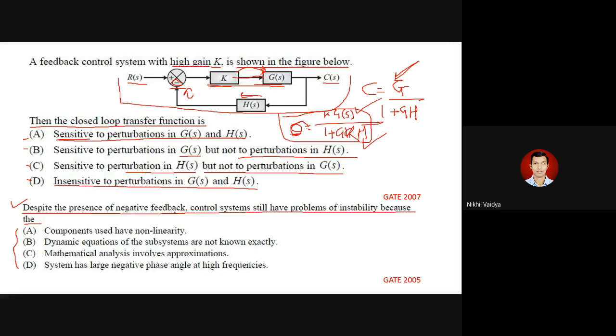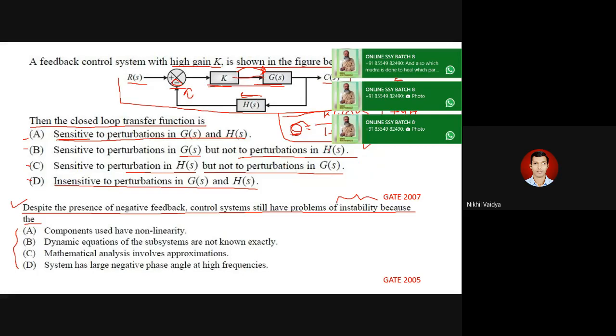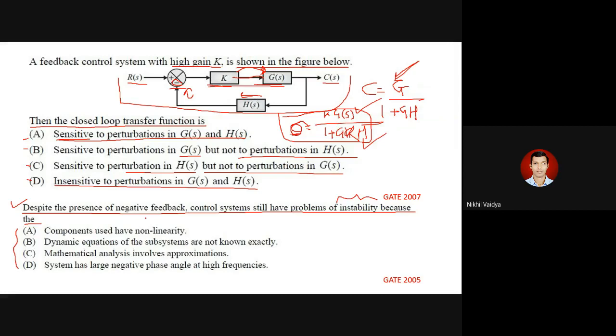Despite the presence of negative feedback, so it is a closed loop system because feedback is present, control systems still have problems of instability. So when a control system has problems of instability, that is what we have to check here. These are the options: components used have non-linearity, dynamic equations of the subsystems are not known exactly, mathematical analysis involves approximations, and the system has large negative phase angle at high frequencies.